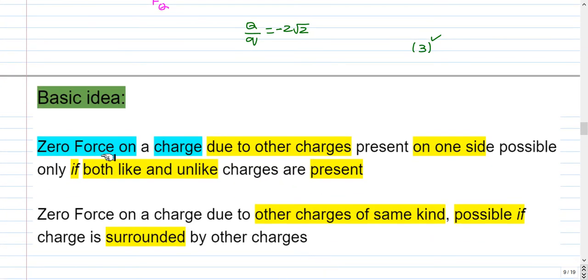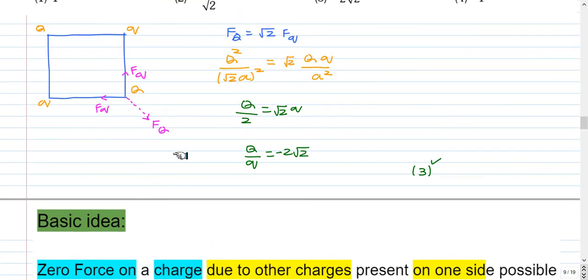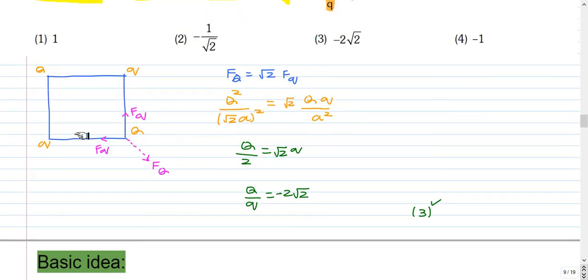So the basic idea is that zero force on a charge due to other charges present on one side is possible only if both like and unlike charges are present. In this question, for this charge capital Q, the remaining charges are present on one side. So for the force due to the remaining charges on this charge to be 0, there should be some repulsive force and some attractive force. Only then is it possible for the force on this capital Q to be 0. That is why the charge q is opposite to that of capital Q.